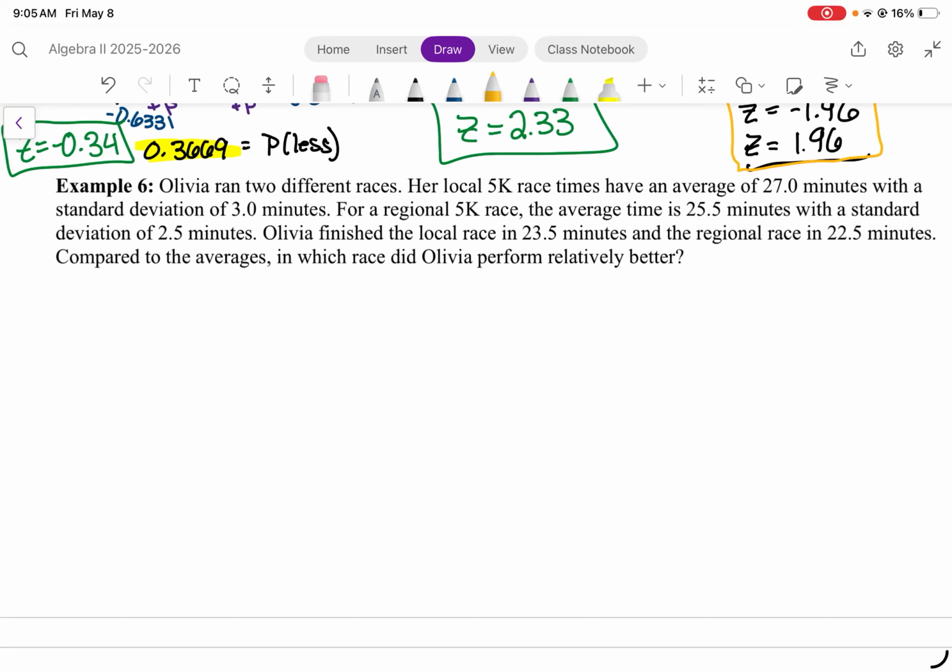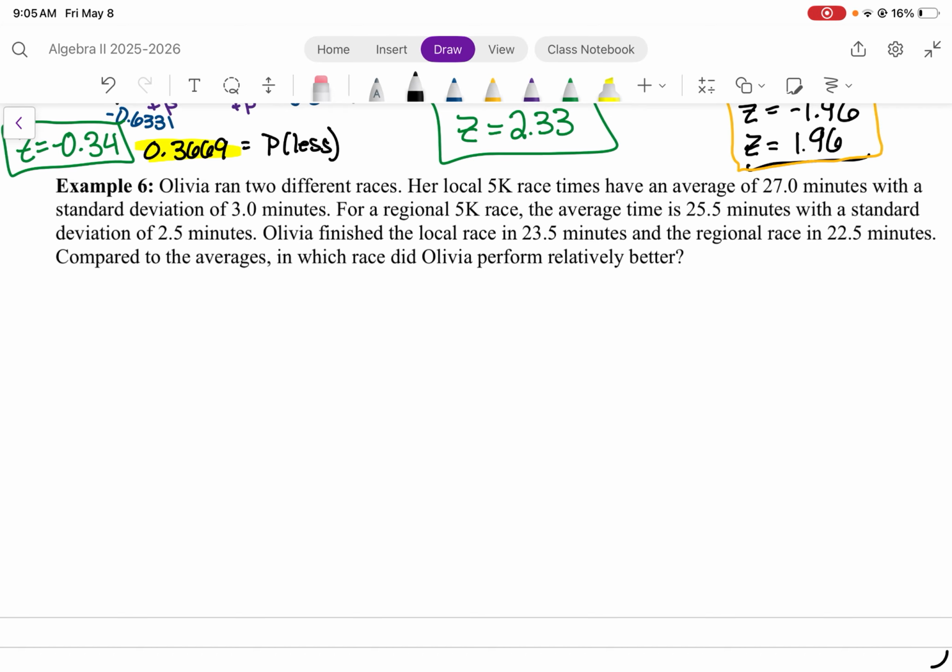Okay, for example 6 and 7, we are going to be comparing z-scores from two different events. And when we're analyzing them, you need to make sure you're understanding what you are looking for in the problems. So first, let's start by reading through this problem. Olivia ran two different races. So right away, we know we have two races.